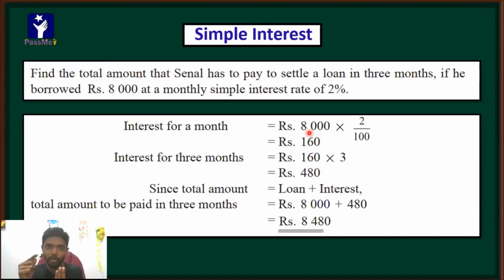The important point is that at the end of each month, you have to pay the same amount of interest. Same amount of interest, same amount of interest, same amount of interest. That is called simple interest. The physical meaning of simple interest is that at the end of each month, you have to pay the same amount of interest. That is called simple interest.